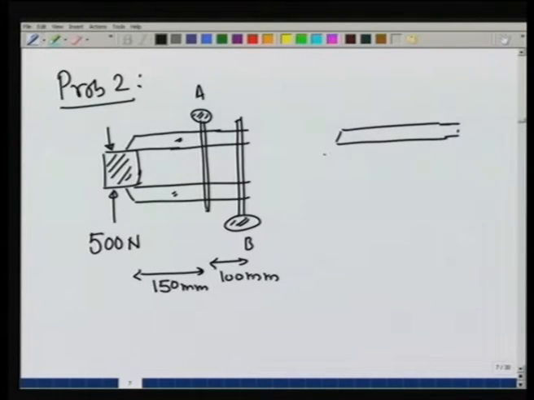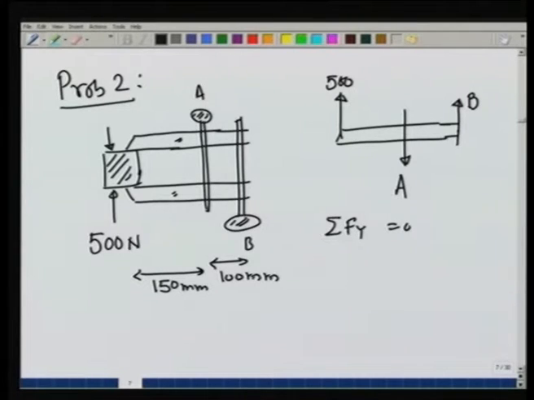On the upper clamp, there is going to be a force of 500 newtons in the direction opposite to the force it is applying on the block, and the screw would apply a force like this, let us call it A, and the other screw applies a force in the opposite direction, B. You can see right away I made the forces act in opposite directions, because that is how I would balance the torque and the forces. Since this is essentially a one dimensional problem, I can straight away write F y is equal to 0, and that gives me 500 plus B is equal to A.